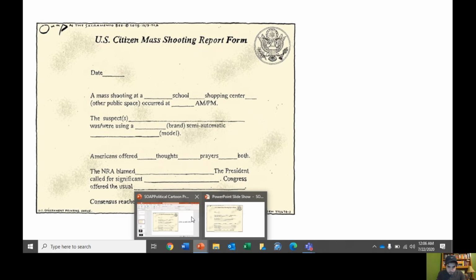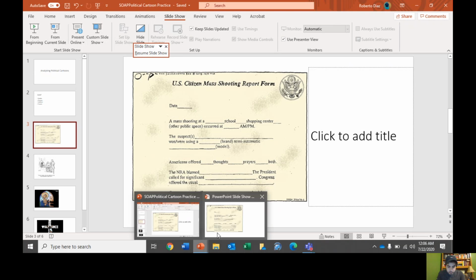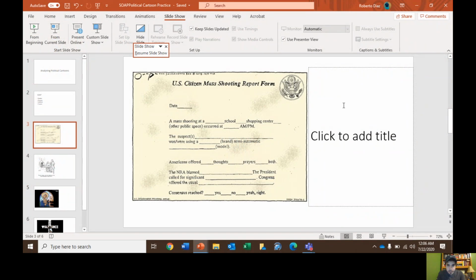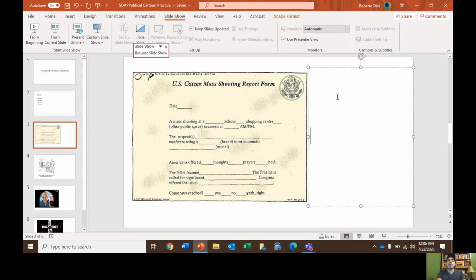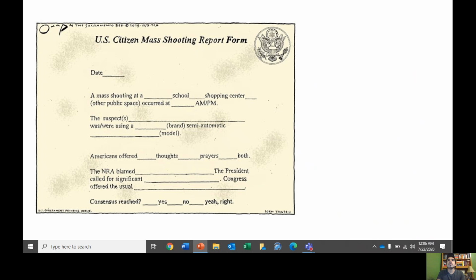The first element of this, though, is that you kind of want to have a summary of the document, maybe a throwaway line about what the document is all about, before you actually get into the SOAP analysis. So I often like looking at the political cartoon first, and then try to distill my thoughts as I'm trying to position the political cartoon within a specific historical context, decipher the purpose of the political cartoon, etc.